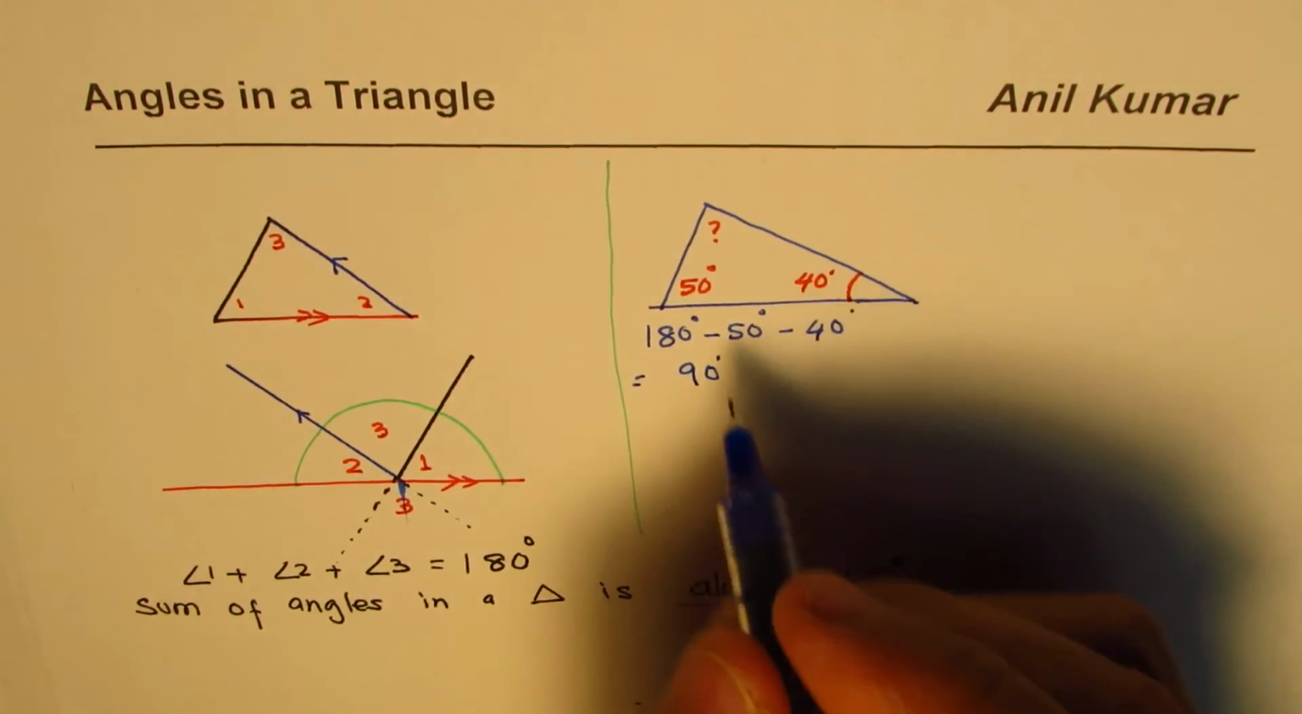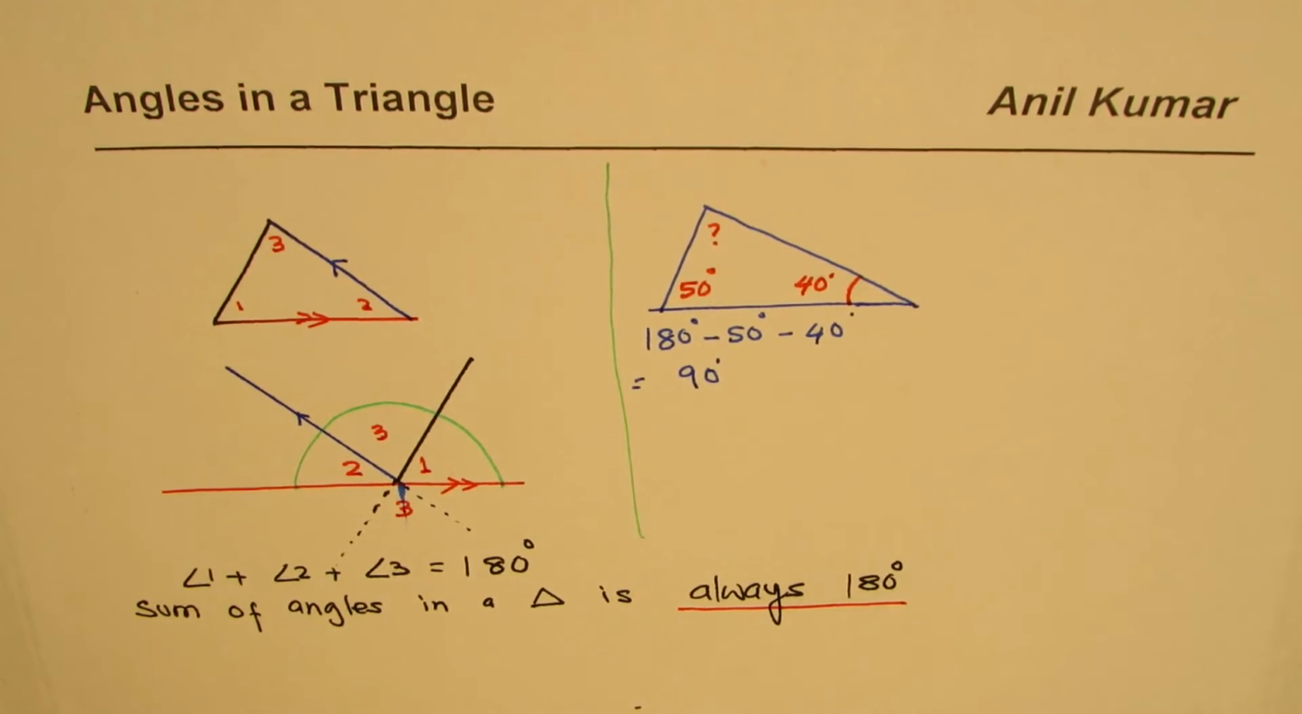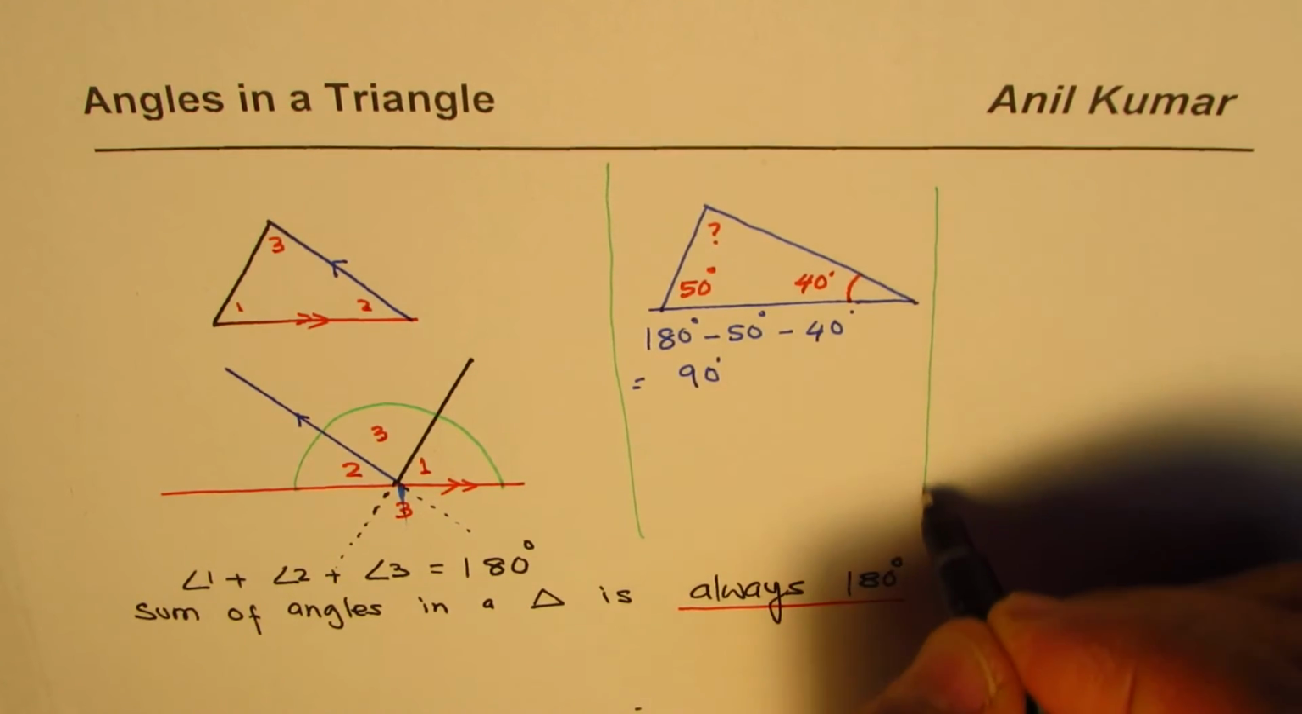You can calculate with a calculator. So that's how you could get it, right? So that is how we can find a missing angle if we know two angles, because we know that the sum of angles is always 180. Okay, let's take one more example here.